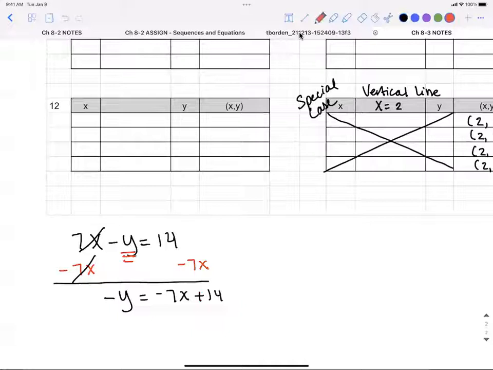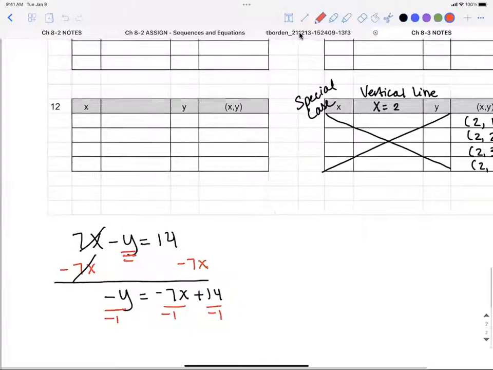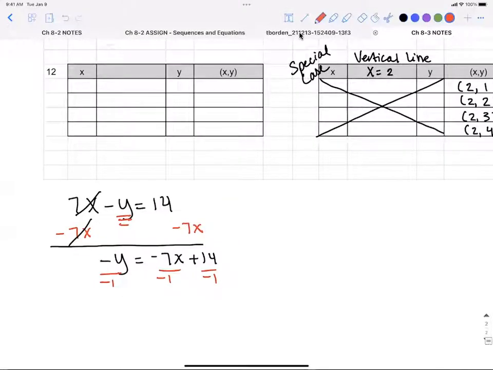And then I still want y by itself, so I'm going to divide by a -1. And what I do to one, I do to all three terms because that's fair, right? It's kind of like giving your kids candy. If you give one candy, you've got to give everybody candy. A negative and a negative cancel out, leaving me y equals. A -7 divided by a -1 is positive, so that turns positive, and a +14 turns negative when you divide it by a -1.